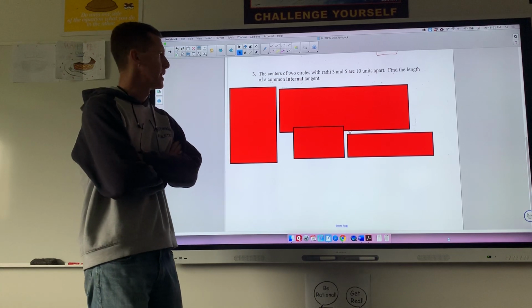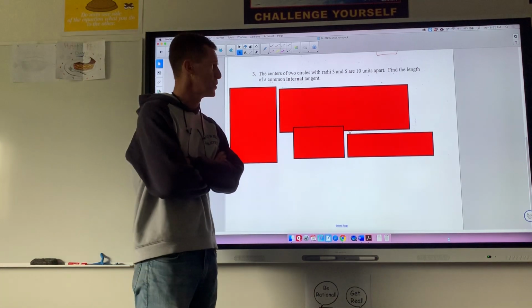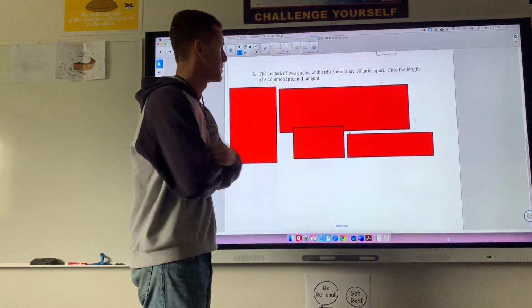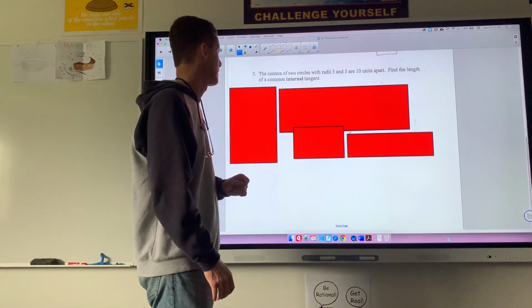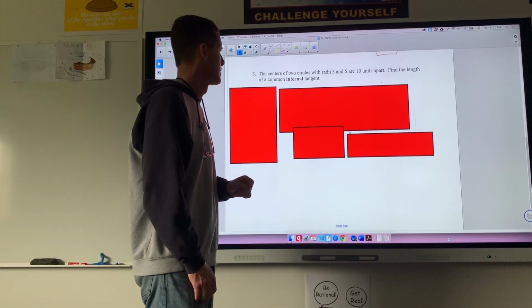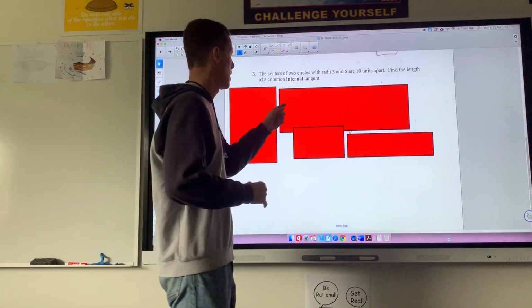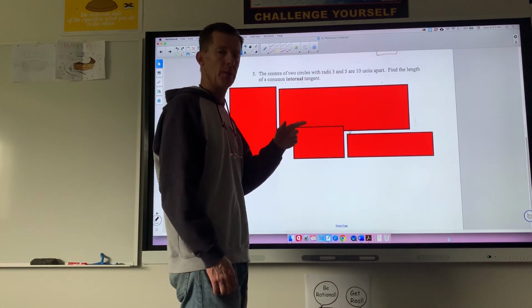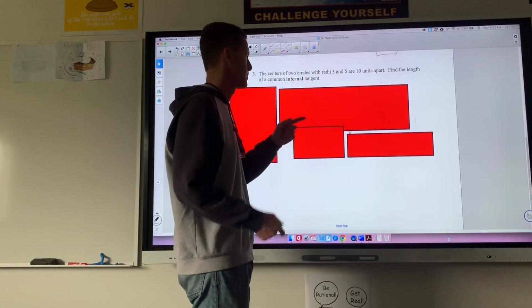Okay, so think about what this would look like. No, the circles are not going to overlap at all, right? They're not going to intersect because they're 10 apart and the radii are just 3 and 5. All right, so we're trying to find the length of a common internal tangent. So draw your diagram, try and set it up. When you're ready, after you hit pause, come back.